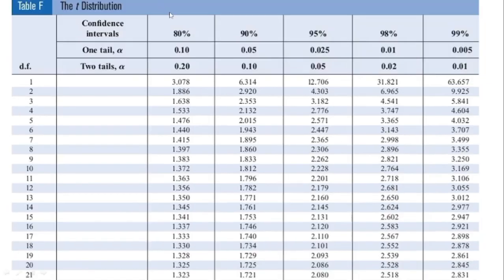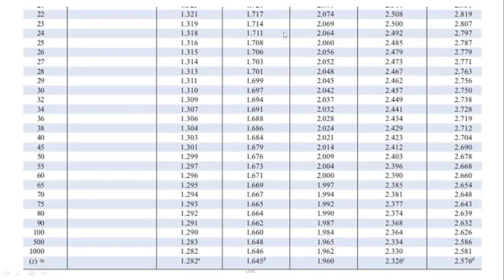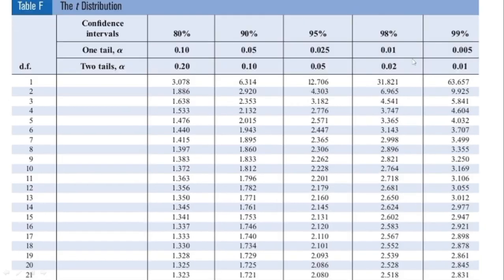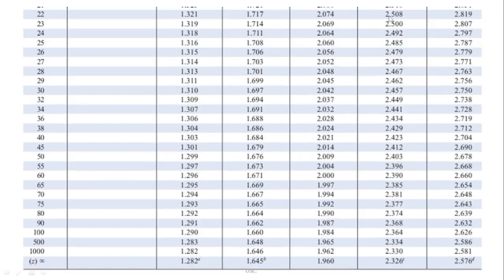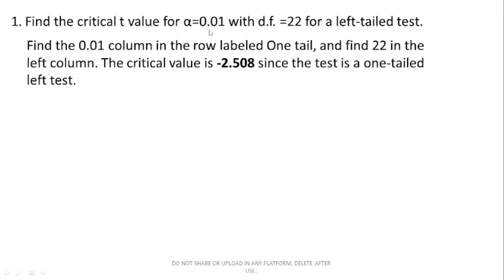Our alpha is 0.01 and our degrees of freedom is 22. That is 2.508. But this is a left-tailed test, so it is negative. The critical value is negative 2.508. The determination of whether we reject or accept the null hypothesis is the same thing as with our z-value or z-critical.